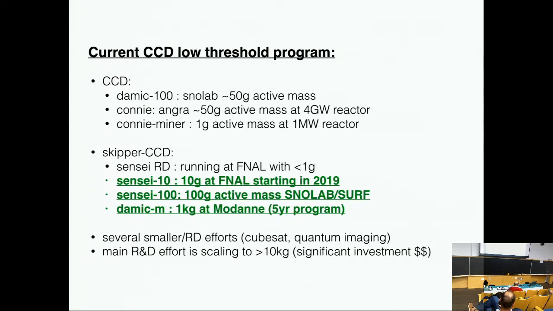So the lab where I work is investing significantly in this R&D for Skipper because it's considered an interesting technology, and we want to push to develop the full potential of this detector. The main R&D effort going on now is scaling up this technology to get more than 10 kilograms of active mass. This scaling up is an engineering effort and a significant investment in money, right? To understand how to go from a single CCD to an array of 4,000 or so.